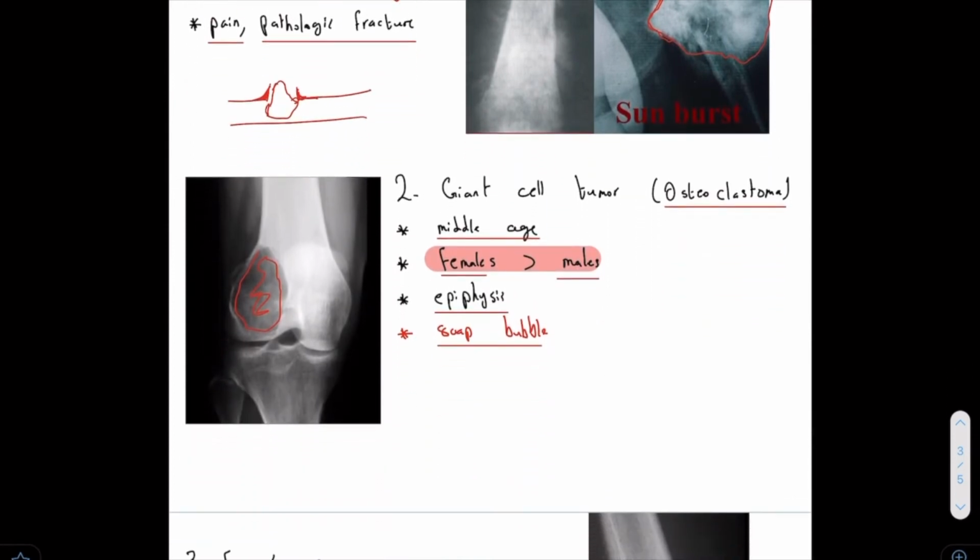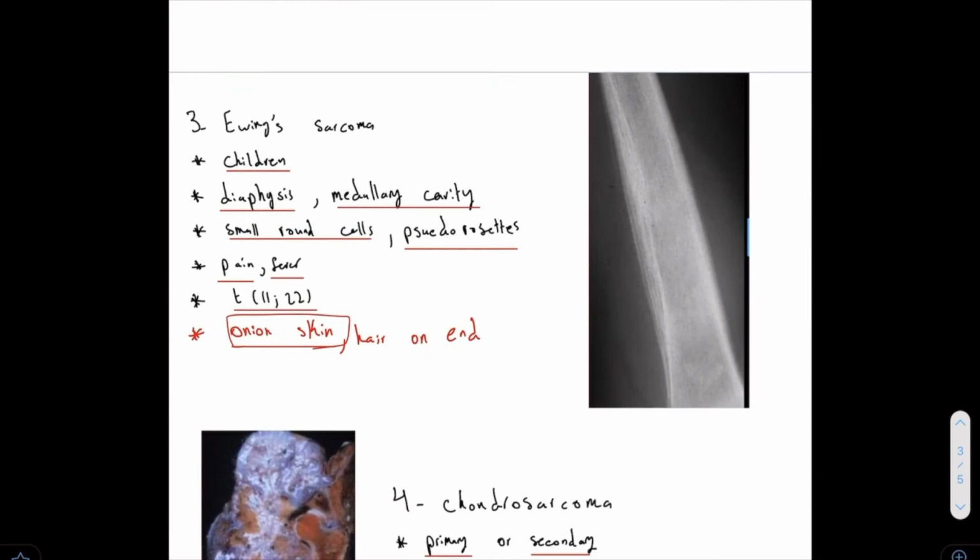Okay, so giant cell tumor is also known as osteoclastoma, and it helps you remember the presentation or the clinical picture or the radiological picture, because it looks like a mass of destroyed bone basically, and there's this thin layer of bone around it, you know, because it's being destroyed from inside. So the most important thing is that it occurs in females more than males, and also it has a soap bubble appearance, which you see in the picture. Very important.